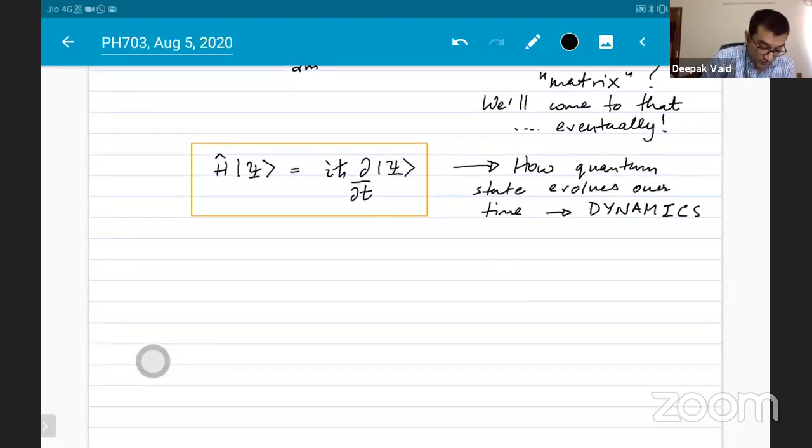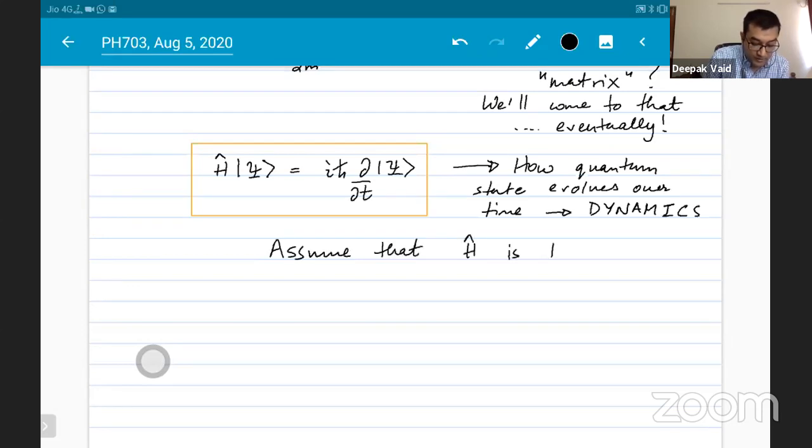All right. So now let me wrap up by showing you how to solve this Schrodinger equation. And the solution is actually not very difficult. Let's see what happens. Let's assume that H, the Hamiltonian, is time independent.